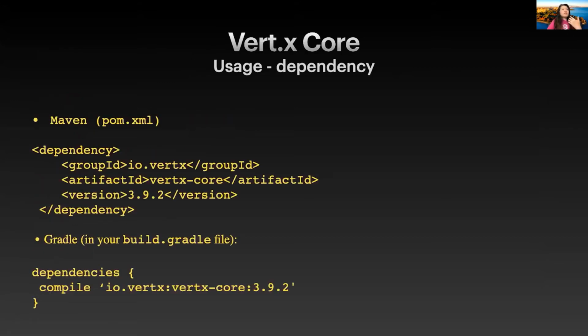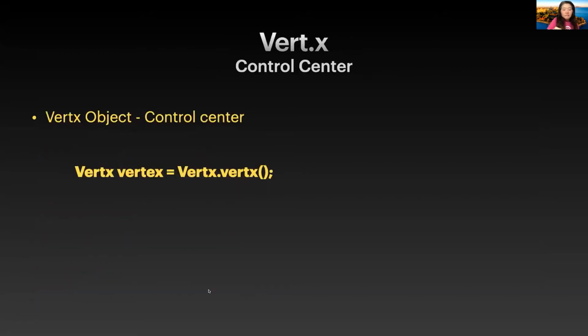And some usage and dependency on this is you can build just like anything. This is the dependency for the core library. Currently, they're up to 3.9.2. And then Gradle too, you can just do compile and then give this directive.